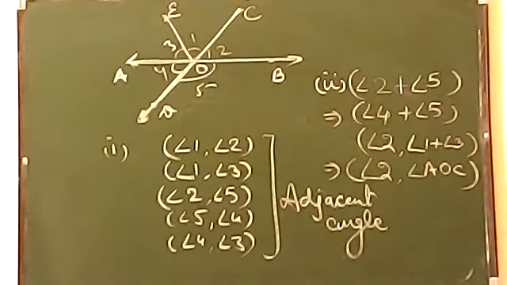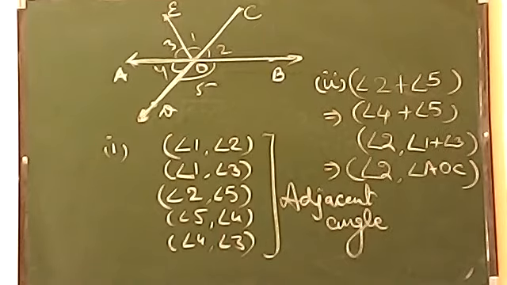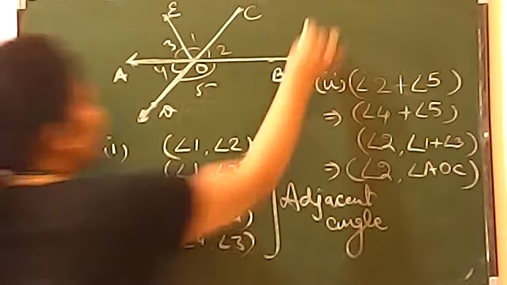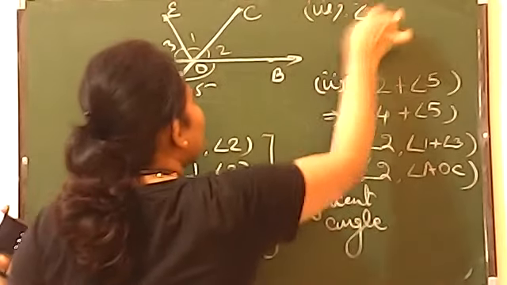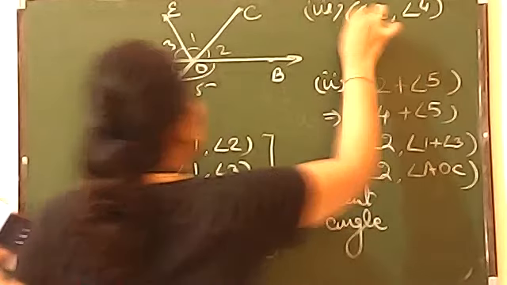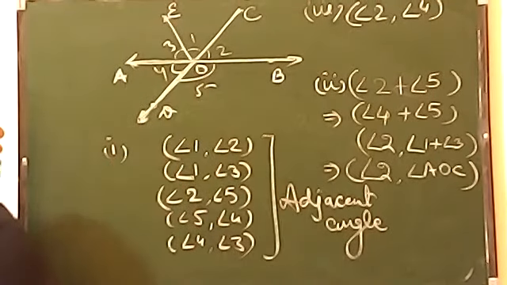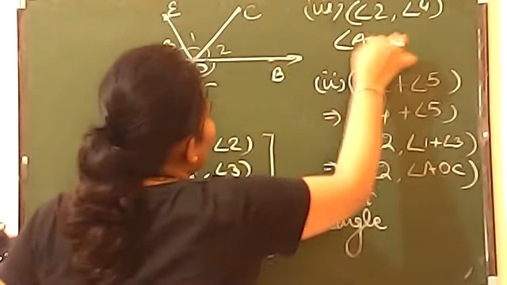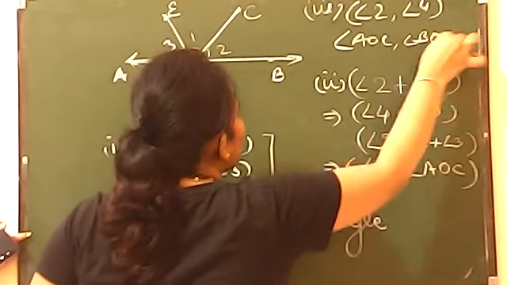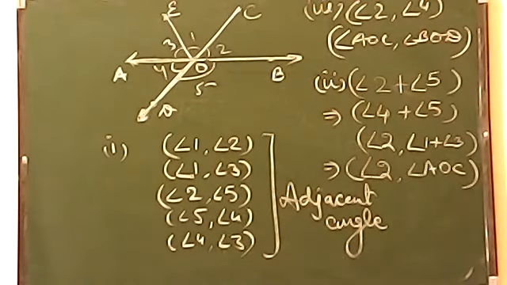Now it's talking about the next question: 2 pairs of vertically opposite angles. So for vertically opposite angles, if you look here, 2 with 4 is a pair of vertically opposite angles, and another one is 5 with 1 plus 3. So you can also mention the names: AOC with BOD. AOC with BOD are vertically opposite angles. So now this is finished.